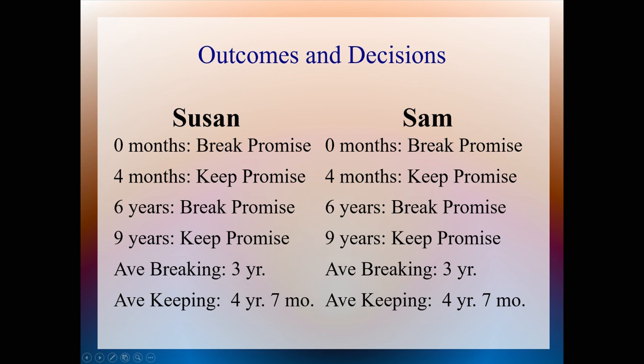The worst outcome that can happen for you is to keep your promise. We look here, we've got the average. If it's 50% probability of both of these things happening, then if you break your promise, you would expect to be in jail for an average of 3 years. If you keep your promise, you would expect to be in jail for an average of 4 years and 7 months. So the rational choice is to break your promise, even though the best choice for both of you together is to keep your promise.